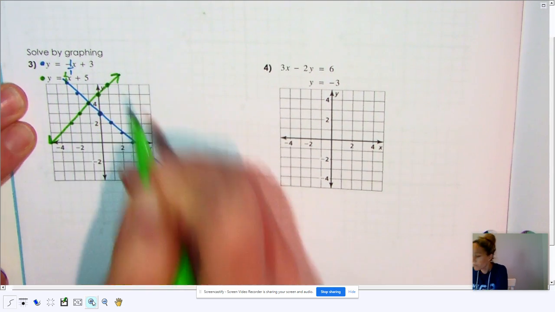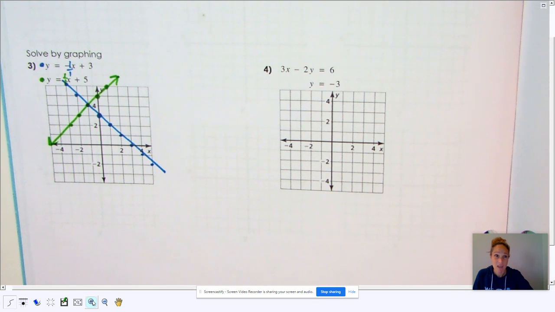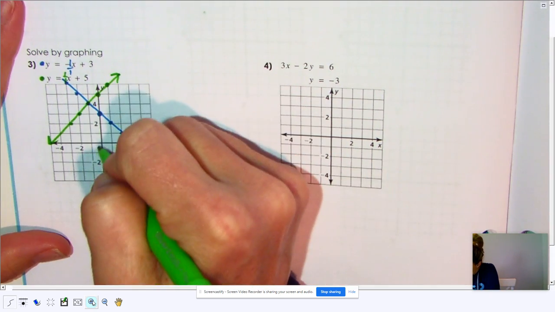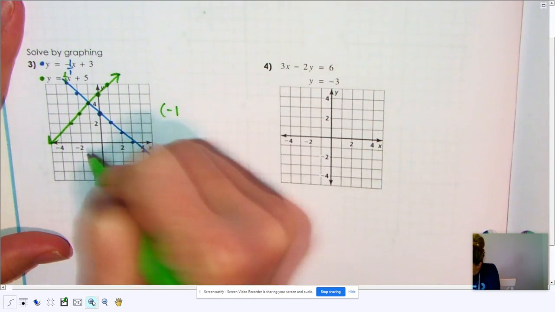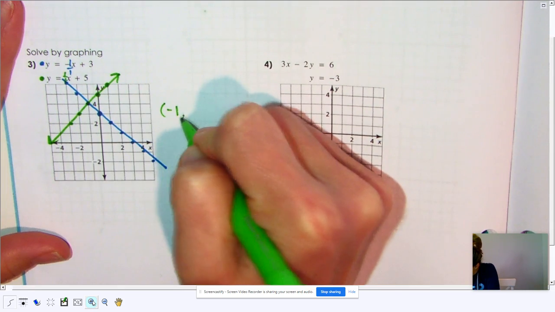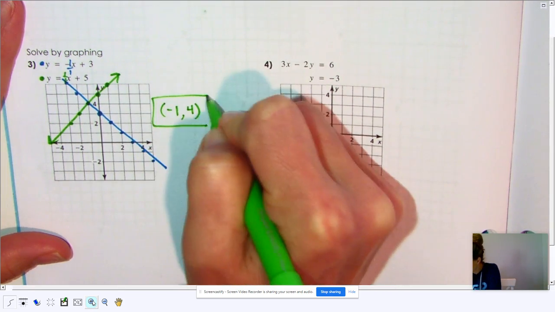And remember, we have not answered the question yet. The answer to the question is the point where they cross. Okay, so I'm going to write the ordered pair for that. That would be -1 in the x direction, and then +4 in the y direction.